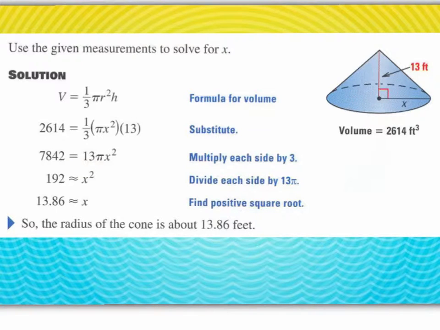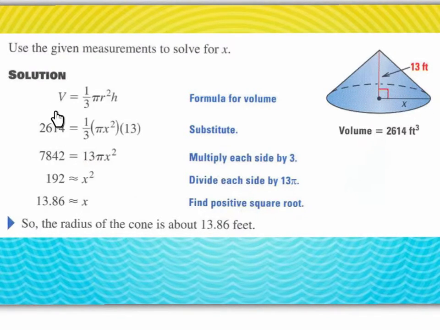Okay, here is another cone. They are giving us the height, which is 13. And they gave us the radius of this cone as x. They didn't give us an actual number, they just gave us a variable, which is okay. We're actually supposed to be working backwards on this problem. They gave us the volume of 2,614 feet cubed. So we're given the volume, but we're not given the radius, and we're going to use the volume to help us get the radius.